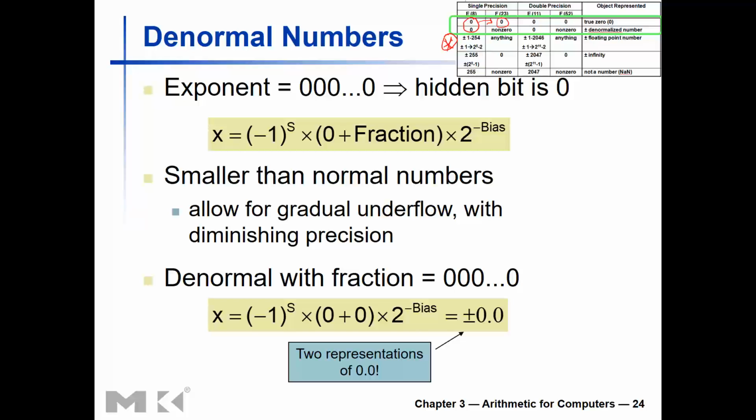If the fraction is zero, then this is a true zero. Okay, so this is basically the value of zero. If the fraction is non-zero, then we talk about a denormalized number. What's a denormalized number? Here is the number line, and we have the zero value, and we have here the smallest number. Between these two, all these numbers are referred to as denormalized numbers.